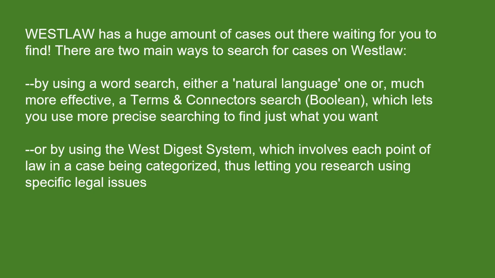The first one is by doing a word search, either using natural language where you just type in what it is that you want to find, or much more effective, a terms and connectors search, Boolean logic. A terms and connectors search lets you use more precise search terms like hooking things together with and, or the word or even asking for words within the same paragraph or within the same sentence. It gives you much more specific searching. It lets you narrow down what you want a bit more, and sometimes it even lets you think of other ways of finding what it is that you're looking for.